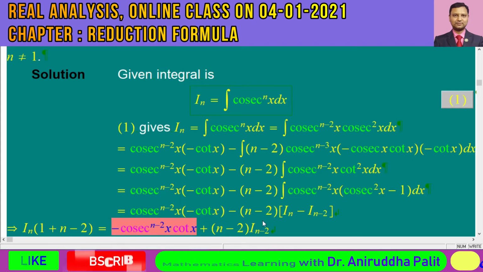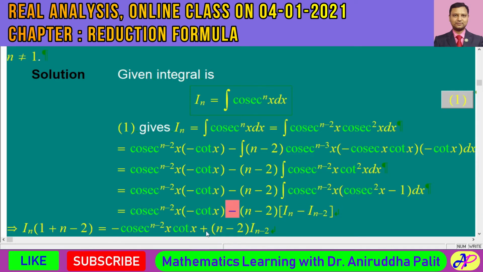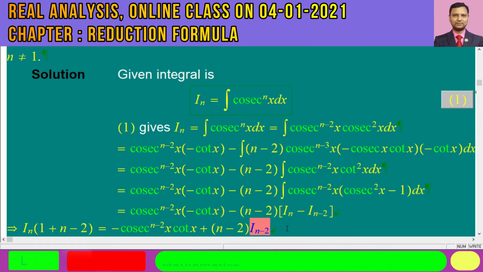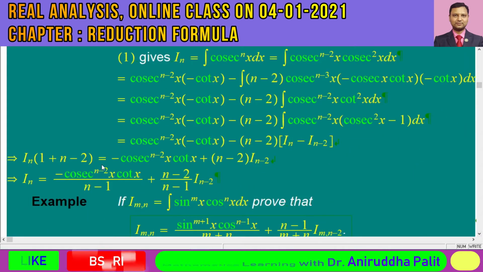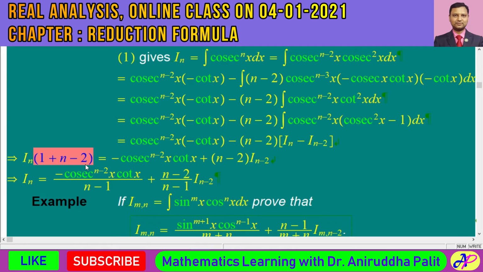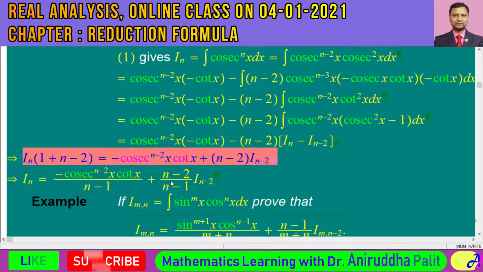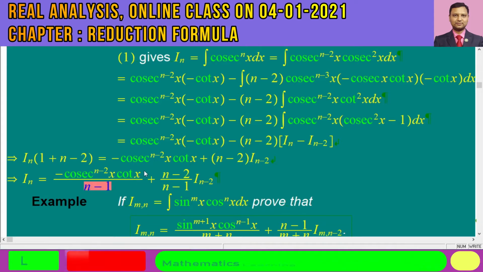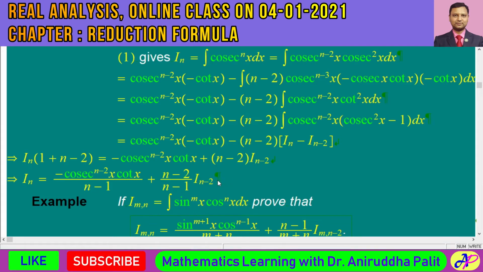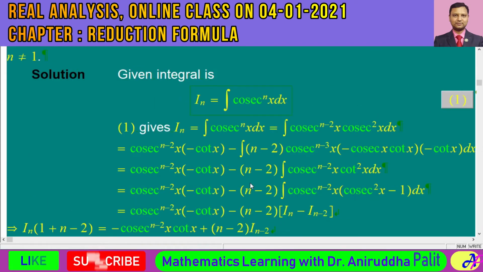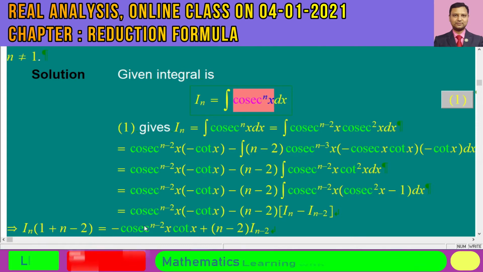So this is the first term. Along with that, this negative sign and this negative sign would together produce a positive sign, and we will have n minus 2 multiplied by I n minus 2. So over here the coefficient of In is actually n minus 1. If we divide the total relation by n minus 1, we will have this type of expression: the first term divided by n minus 1, plus n minus 2 by n minus 1 multiplied by I n minus 2. So in this way, we can compute the reduction formula for cosec to the power of n x dx. This is the reduction formula for cosec to the power of n x dx.